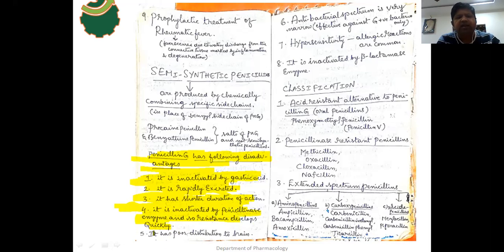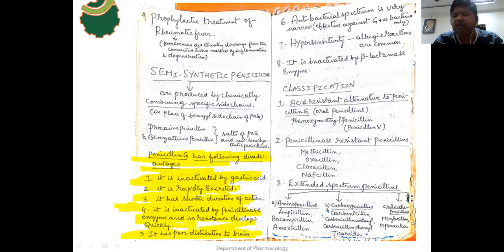And it has poor brain penetration. This is also one of the problems. Its penetration to the brain is very poor. Its penetration to the serous cavities is also poor. However, in the presence of inflammation, sufficient quantities of penicillin G will enter the brain and provide enough therapeutic effect.